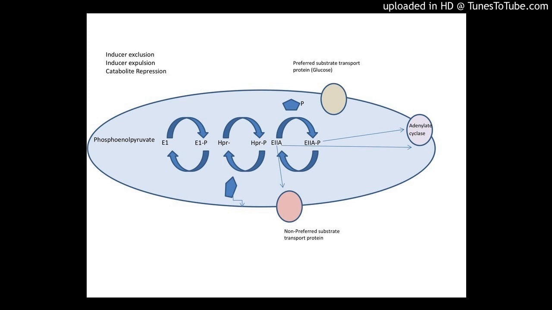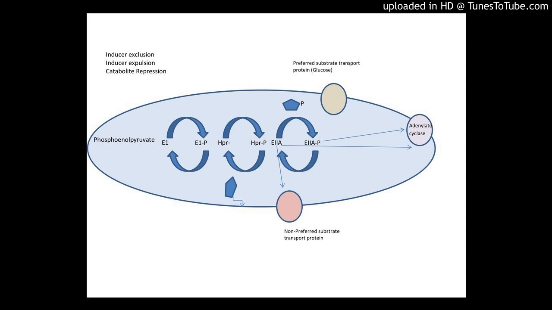The inducer expulsion is a little different. If you have a non-preferred substrate like fructose, fructose would be in the cell, and then when a preferred substrate like glucose becomes available, what would happen is the HPR would dephosphorylate the non-preferred substrate, thus giving the phosphate high energy bond back down the chain to the enzyme 2A, providing energy to lock glucose into the cell and also dephosphorylating the fructose so it can flow out of the cell and not take up a space that a preferred substrate could hold.